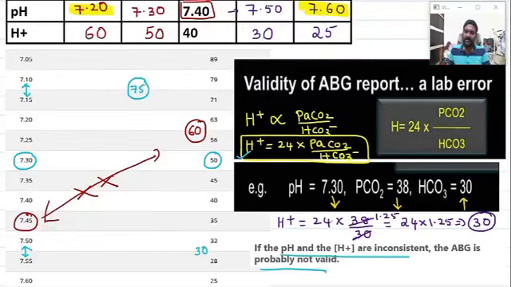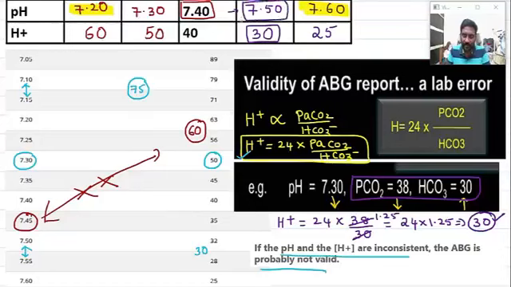So when we calculate manually the H plus for the given CO2 and bicarbonate, the H plus value should be 30. If H plus is 30, what should be the approximate pH? 7.50. But here the pH is 7.30. So the expected pH is 7.50, but the given pH in the question is 7.30.